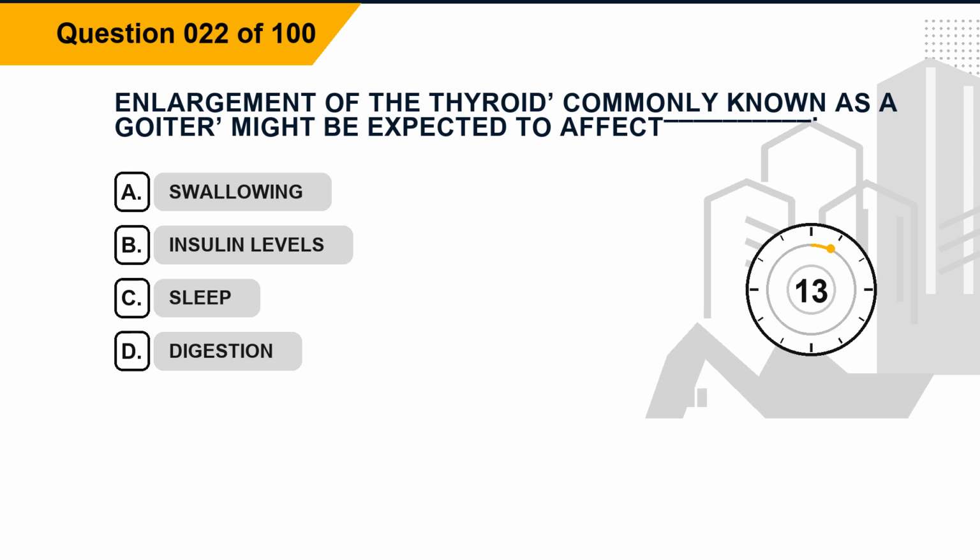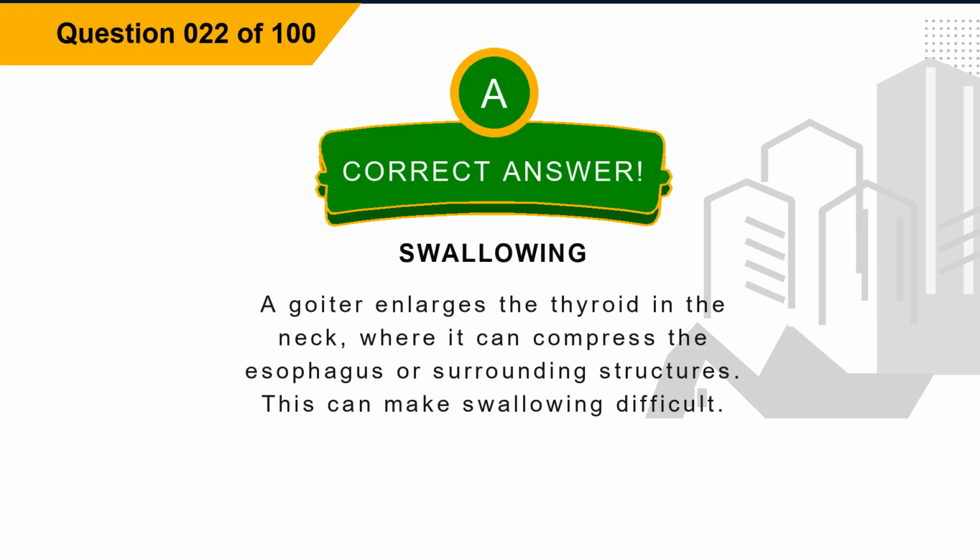Question 22. Enlargement of the thyroid, commonly known as a goiter, might be expected to affect blank. Option A, swallowing. Option B, insulin levels. Option C, sleep. Option D, digestion. The correct answer is option A, swallowing. Explanation. A goiter enlarges the thyroid in the neck, where it can compress the esophagus or surrounding structures. This can make swallowing difficult.